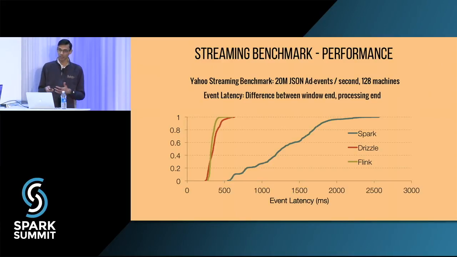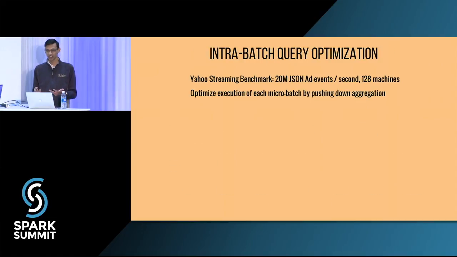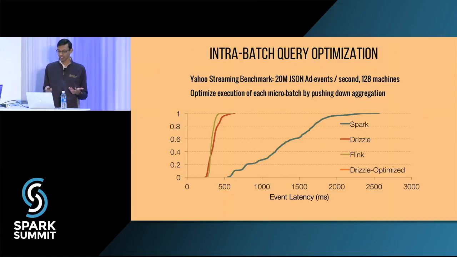Now, this is running the query without doing some of the optimizations that I mentioned. And one of the things that we found by looking at this is that we can actually push down some of the aggregation that's happening in the benchmark onto the map side and thus reduce the amount of network traffic. So that's this orange line here, called Drizzle optimized.